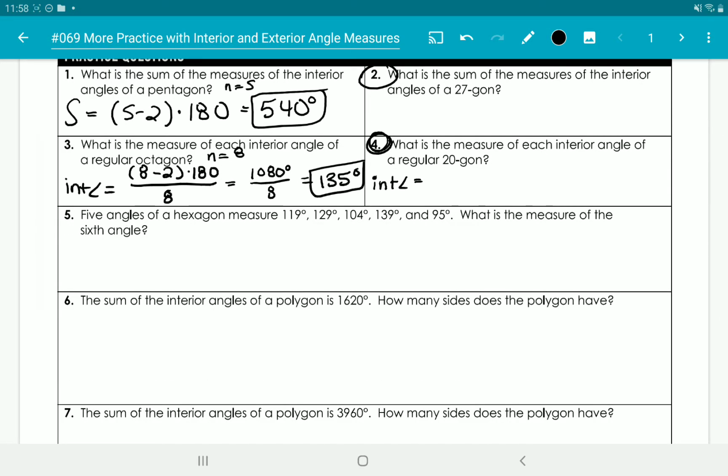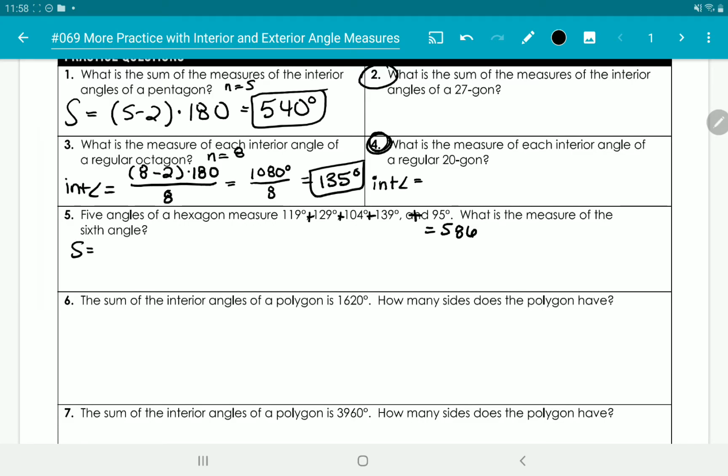Five angles of a hexagon measure 119, 129, 104, 139, and 95. What's the measure of the 6th angle? So these are the interior angles. If we add all these together, we get 586 if you type that in a calculator. So we know that if we add these five interior angles together, we get 586. So how many degrees do we have if we add them all together?